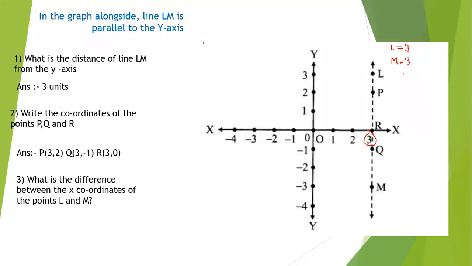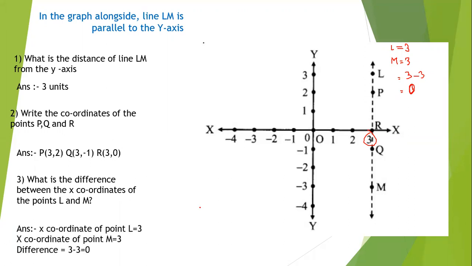Now, what do you mean by difference? Difference means you have to subtract both the numbers. So we got the x coordinate of L as 3 and the x coordinate of M as 3. So if you do 3 minus 3, what will be your answer? It will be 0, right? So that only we will write in the answer.